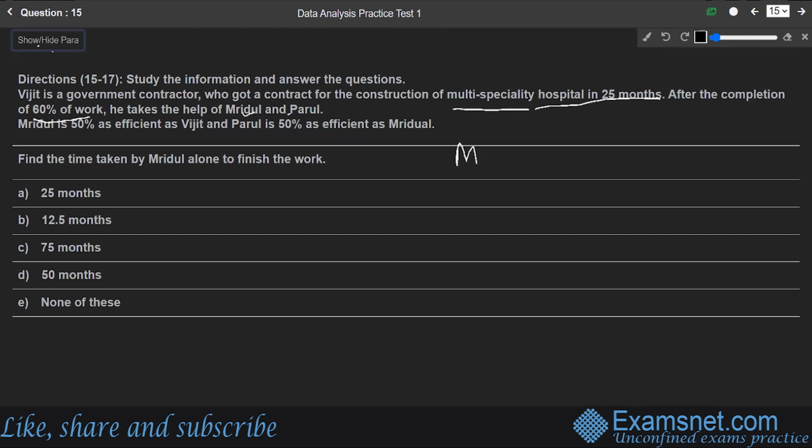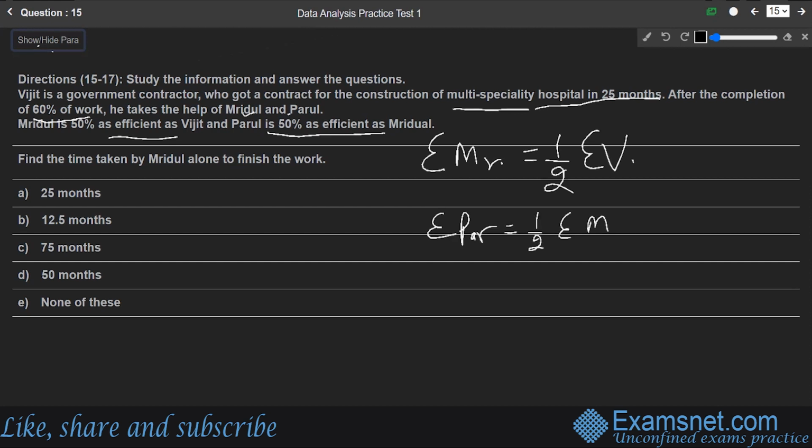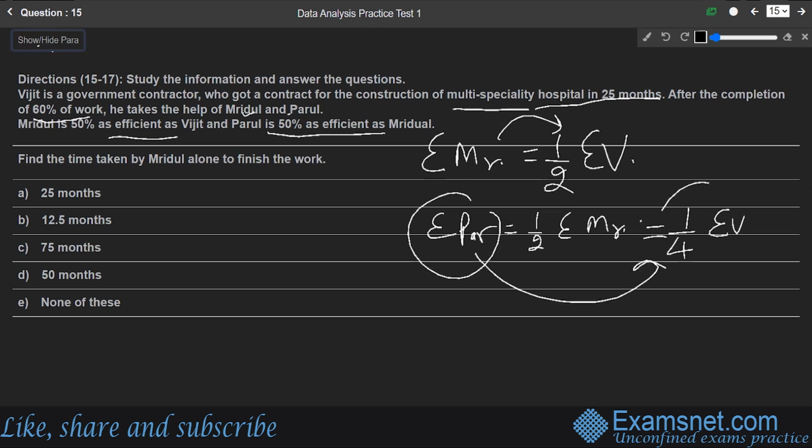So the efficiency of Mridul, we can write like this. Efficiency of Mridul is half, that is 50%, nothing but half of the efficiency of Vijit. That's what we can state here. Similarly, he says Parul is 50% as efficient as Mridul. So the efficiency of Parul is just half of the efficiency of Mridul. But Mridul itself has got half of the efficiency of Vijit. So Parul's efficiency will be simply 1 by 4 times the efficiency of Vijit. If we relate these two data, we can understand that Parul will be simply 1/4 of the efficiency of Vijit.